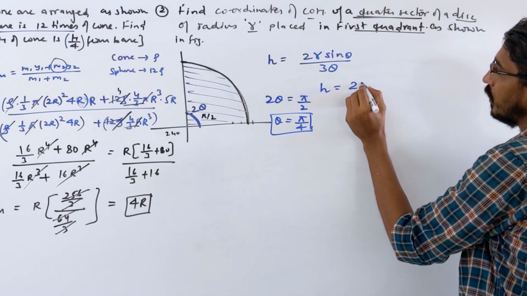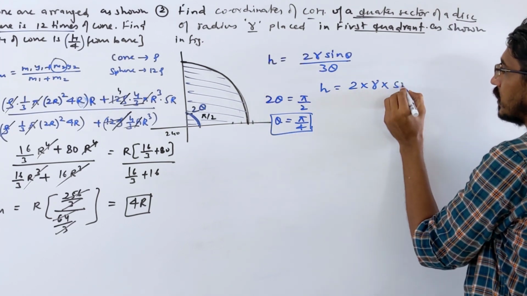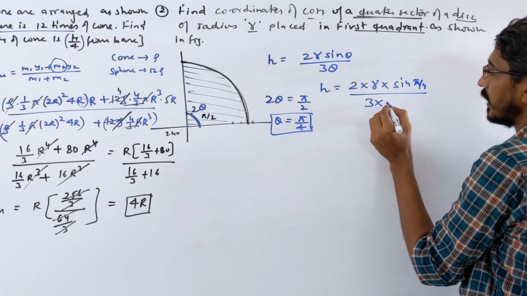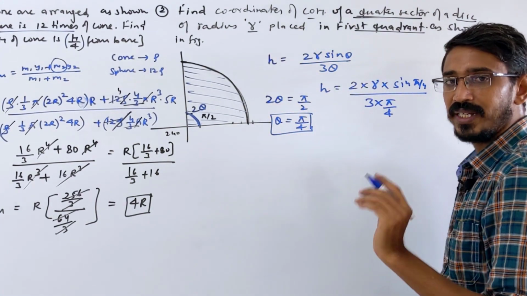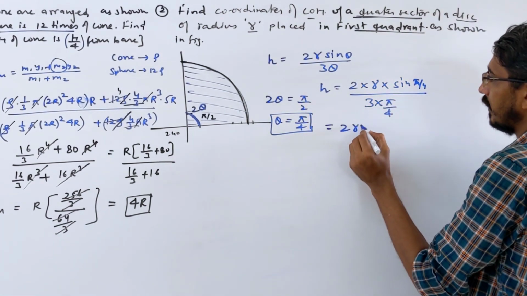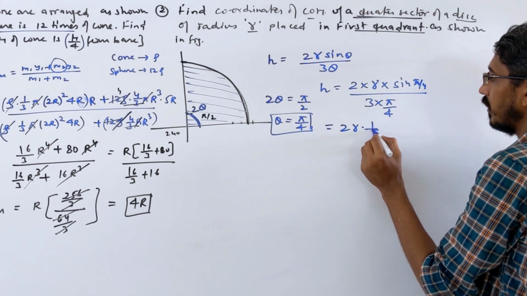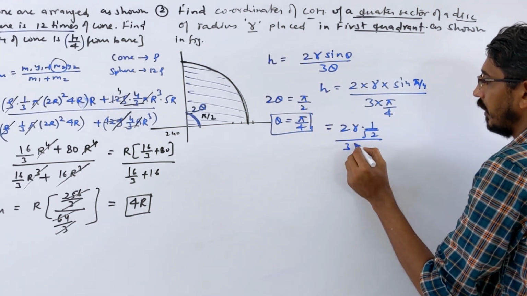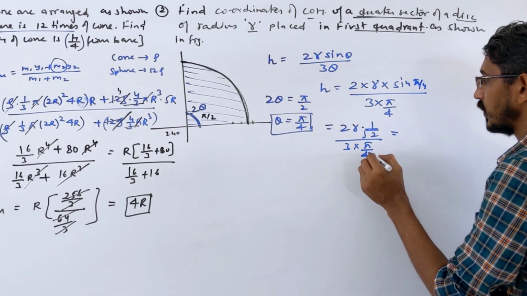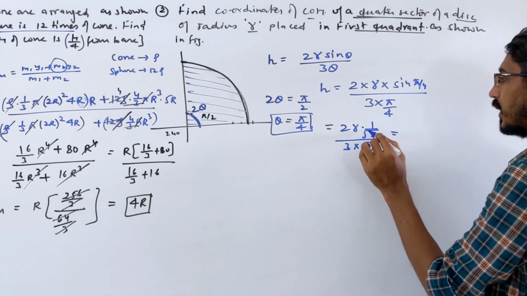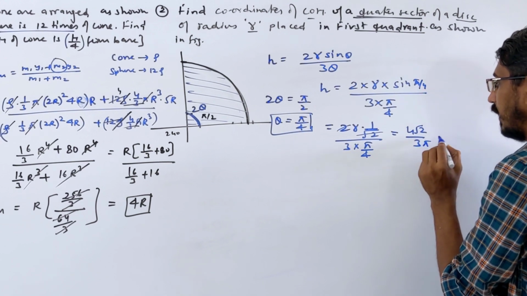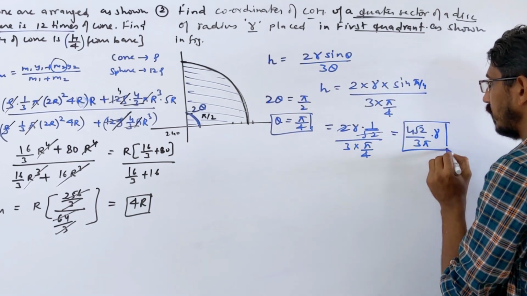Let's put it here. What should h be? 2, radius is given as r, sine 45, meaning sine pi by 4, and 3 into theta, again pi by 4. Here theta you have to put in radians only, not degrees. Let's solve this. We get 2r sine 45, which is 1 by root 2, by 3 into pi by 4. If you simplify, the 4 goes up, and you get 4 root 2 by 3 pi times r.